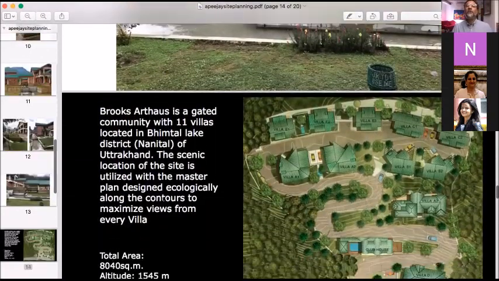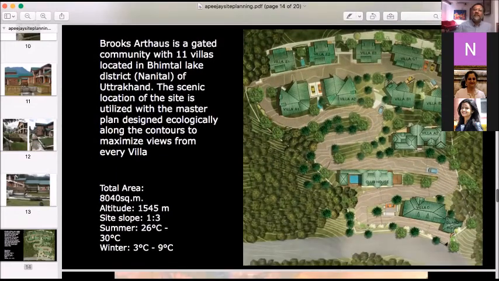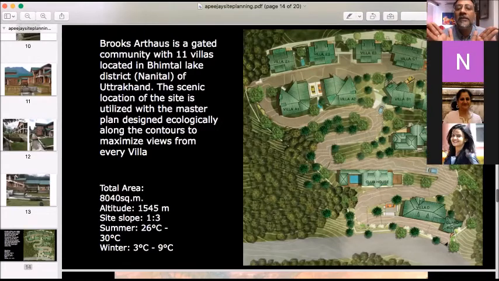Now I'll talk about another interesting site. This is in the hills of Uttaranchal. Unfortunately, the working drawings were not available. I'm using mostly presentation drawings, but you can make out the steep slope of the land. You can see very dense contours. This site is flanked by two natural drains on either side.